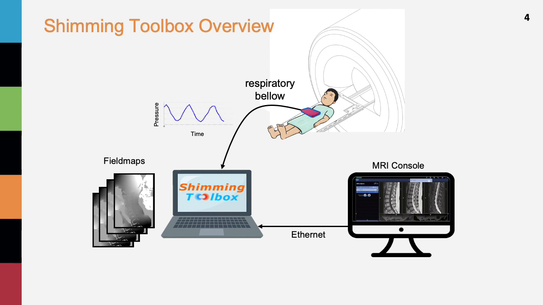Other accessories, such as respiratory bellows, are also connected. Shimming-Toolbox can then process the data to compute B0 field maps, create masks, perform shimming calculations, and output the results to the MRI console. After computing shimming coefficients, the imaging experiments can then start.